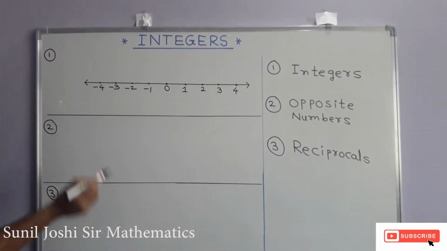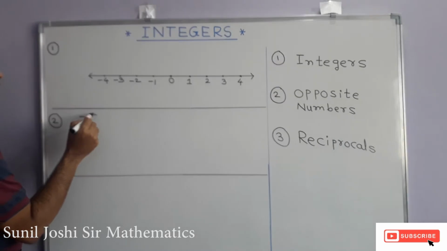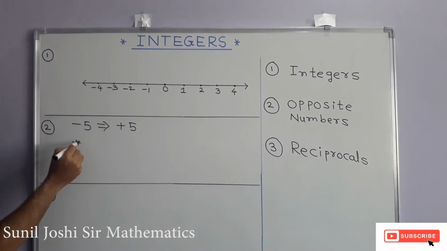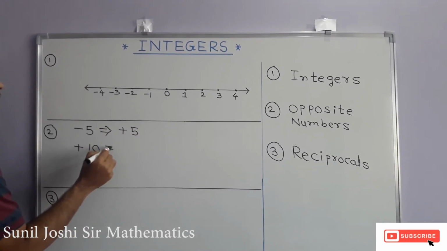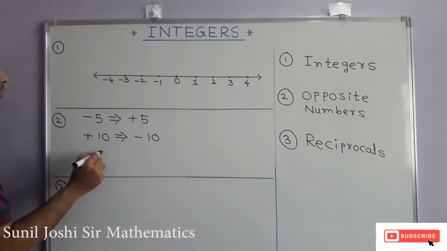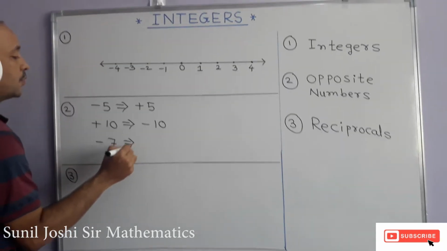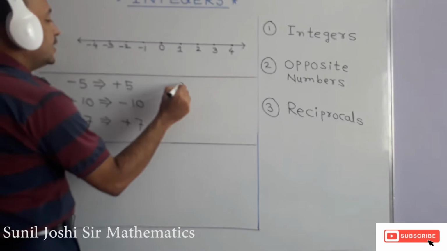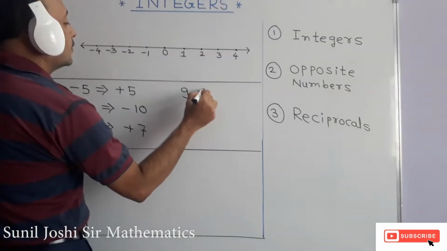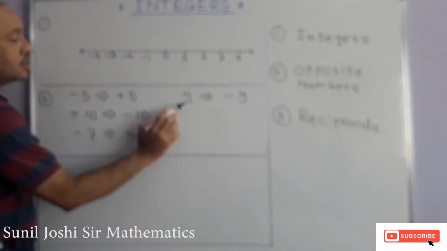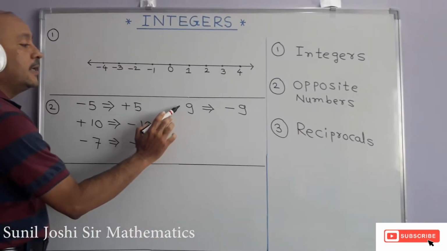So what are opposite numbers? The opposite of minus 5 is plus 5. The opposite of positive 10 is negative 10. The opposite of negative 7 is positive 7. The opposite of 9, what do you think? It is negative 9.